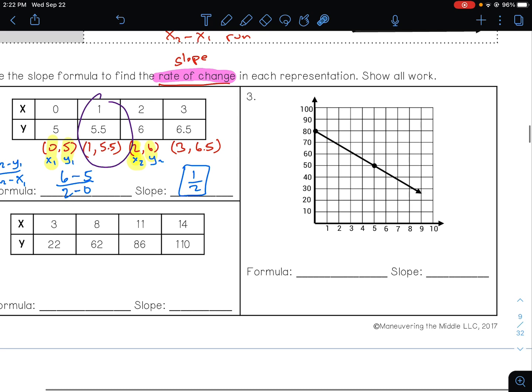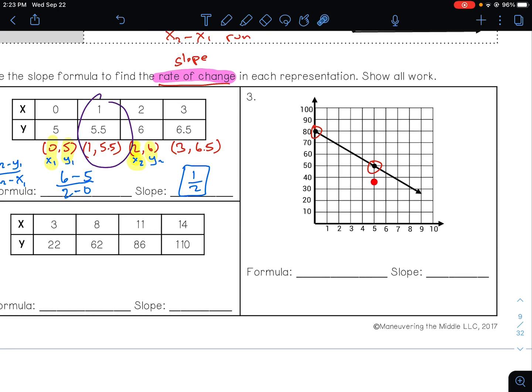Let's try number 3. Number 3, we've got a graph. Oh, we did this before. What we're going to do in this one is choose two random points. And I guess it doesn't have to be random because we've got a point already chosen for us. This is point number 2 right here, and this is going to be point number 1. So what point is this one over here?